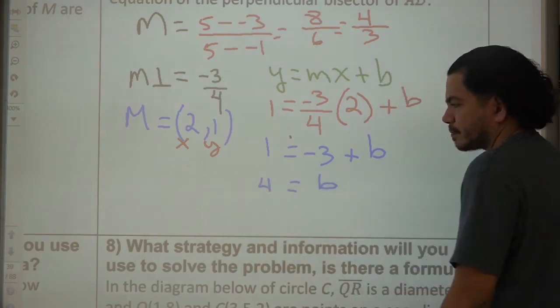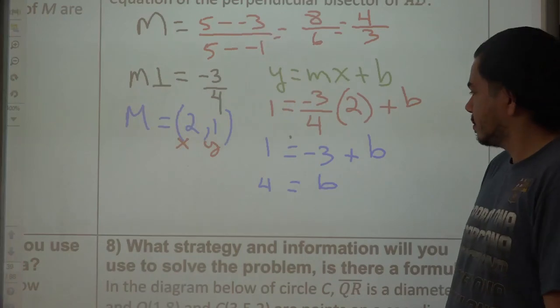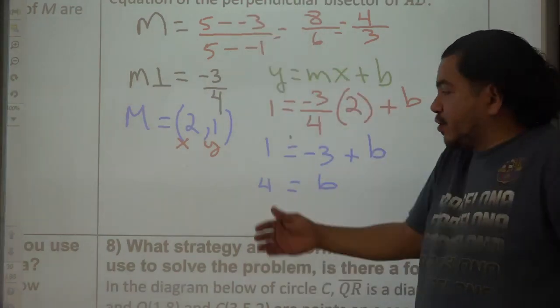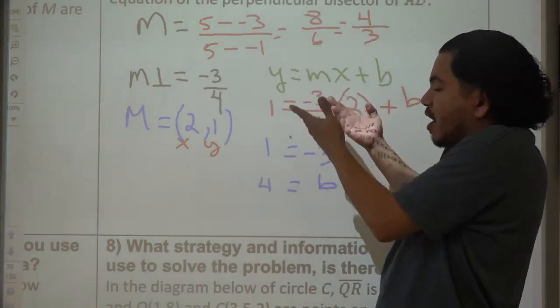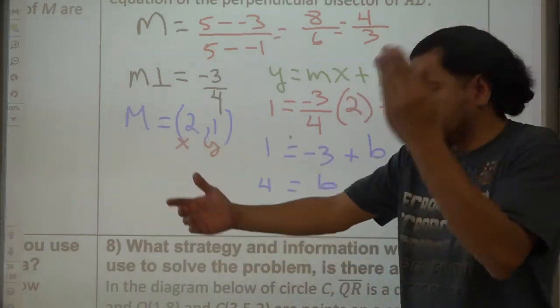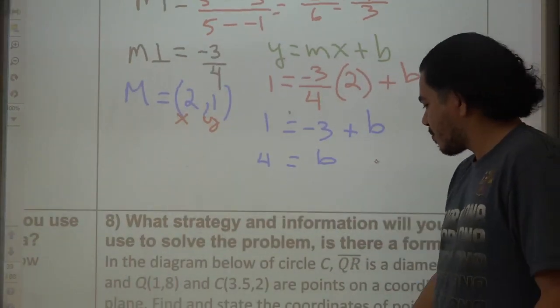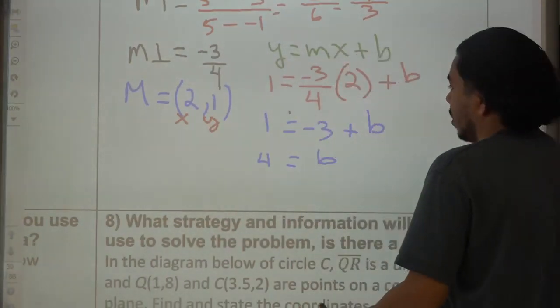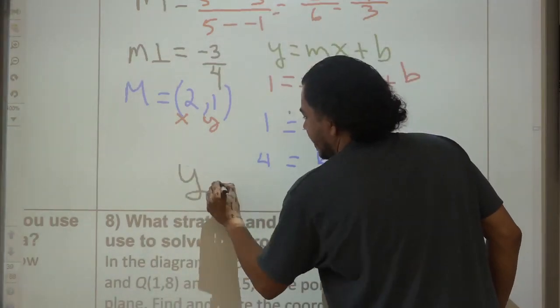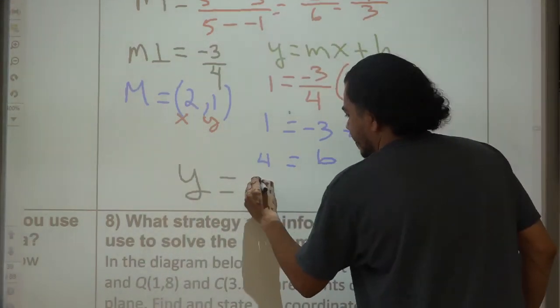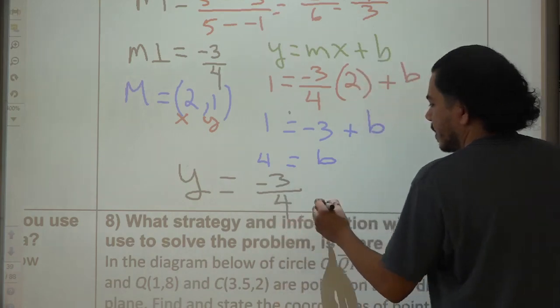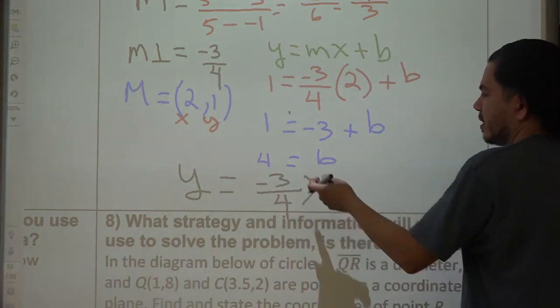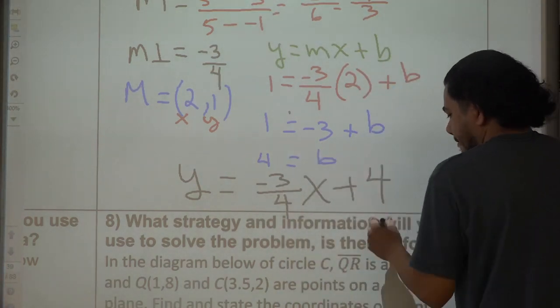So b is 4. Now what? Now write your equation. You have your y-intercept, okay? You have your perpendicular slope. Boom. Okay, so how do I write my equation? Y equals your perpendicular slope, negative 3 over 4, x, which always be there, plus 4.